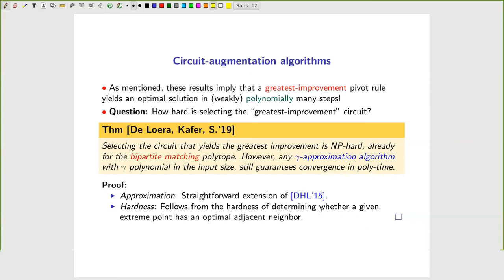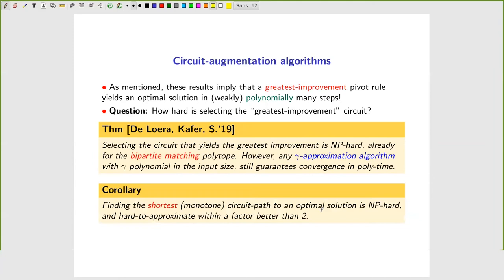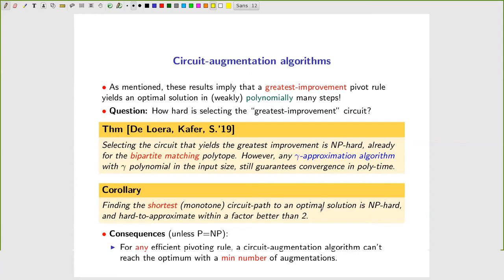We can repeat the corollary that we have seen yesterday from the standard definition of edge direction. So finding the shortest monotone circuit path to an optimal solution, actually either monotone or non-monotone, is going to be NP-hard and hard to approximate within a factor better than 2. And this means that unless P is equal to NP, for any efficient pivoting rule, a circuit augmentation algorithm cannot reach the optimal solution with a minimum number of augmentations. You have to take at least twice that many. And again, let me stress, can we push this? I think it would be interesting to push this farther.